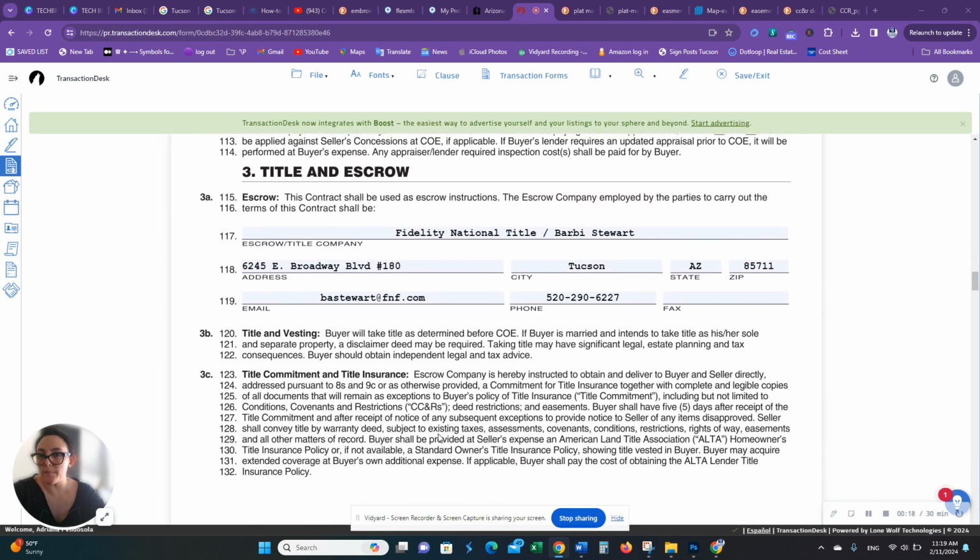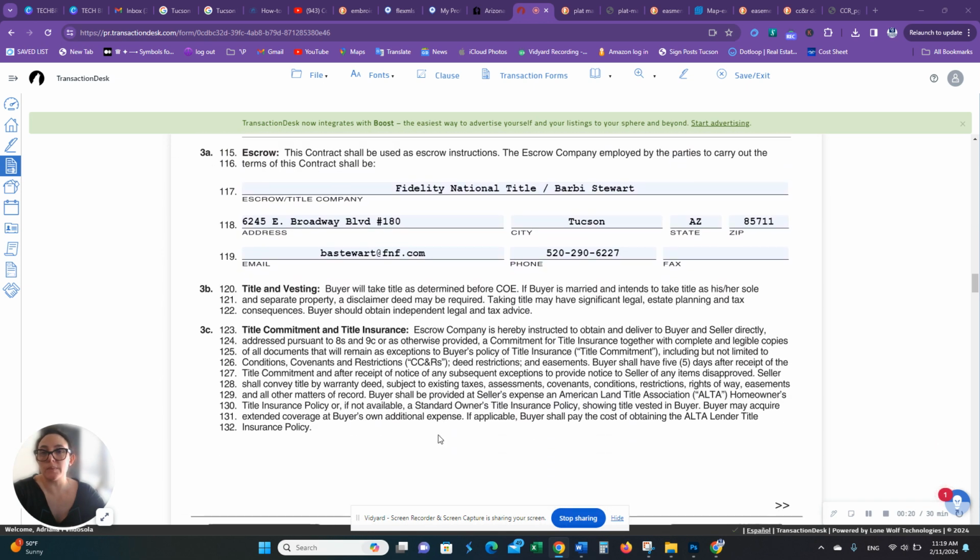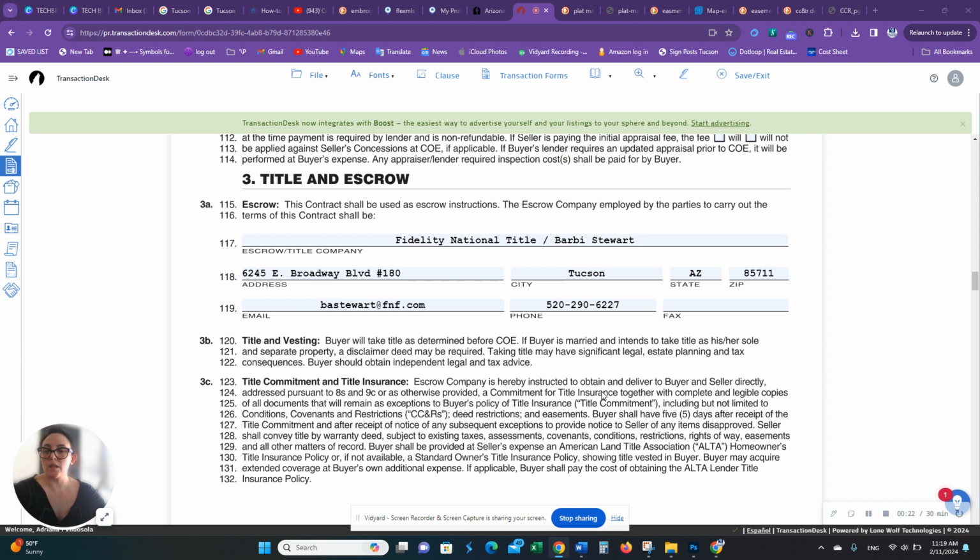It's a short one, but I wanted to show you some samples because I feel like there is less communication sometimes with escrow officers and fewer questions directed towards me. I feel like this part can sometimes be overlooked by buyers and by sellers. Okay, so title and escrow.